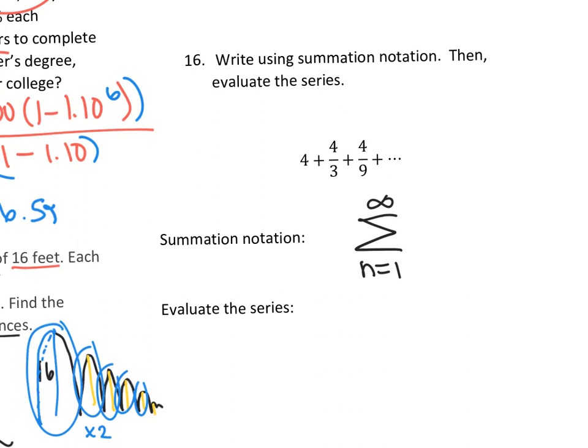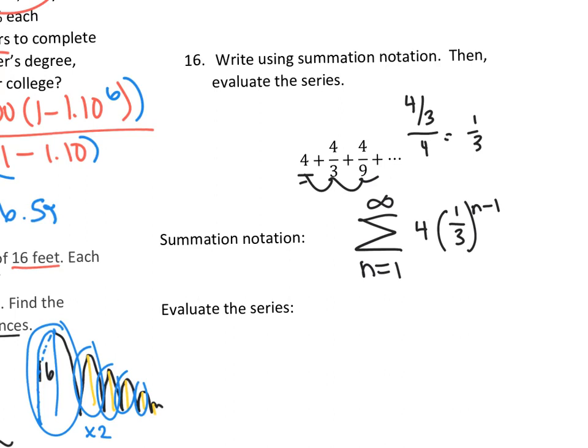So the explicit formula is 4, because that's the first term, times your common ratio. So it looks like 4/3 divided by 4 is 1/3. So the common ratio, you're multiplying by 1/3. So it's 1/3 to the n-1.